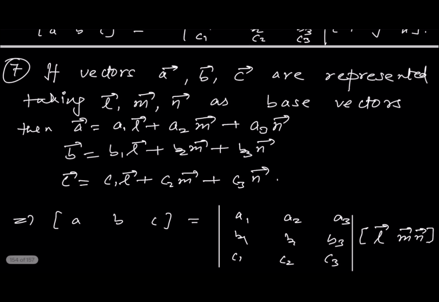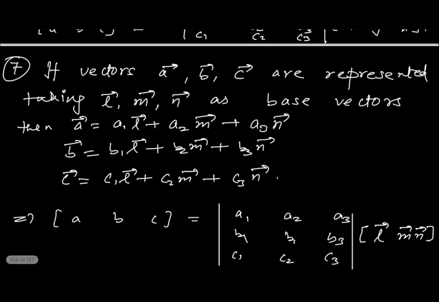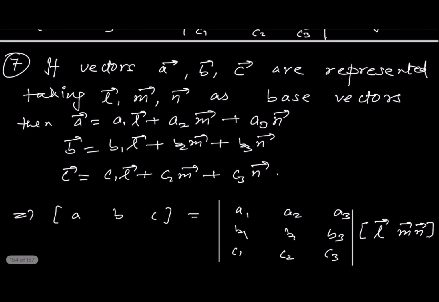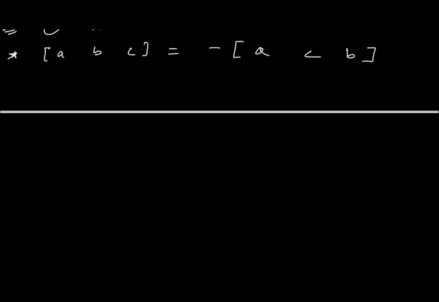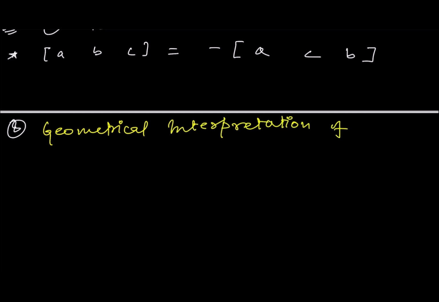Now how many points have we written? Seven points. Now let's come to point number 8. Point number 8 is the geometrical interpretation of box ABC.